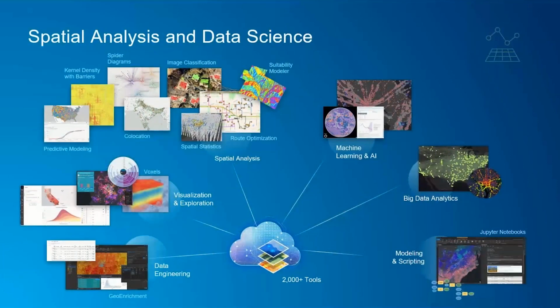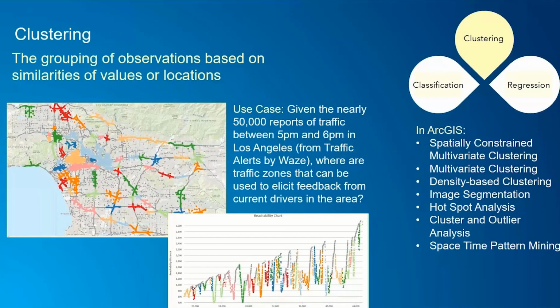And then we're going to talk about analysis, spatial analysis. As we move into spatial analysis, we're talking about a set of exploratory techniques for describing and modeling spatial distributions, patterns, processes, and relationships. What do I mean? There are different methods for analysis, such as clustering, classification, and regression. Here is an example of clustering, grouping observations based on similarity. Tools that can help us with clustering include spatially constrained multivariate clustering, density-based clustering, image segmentation, hotspot analysis, and others.